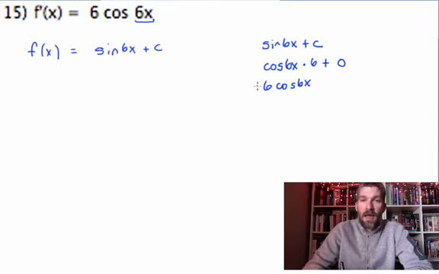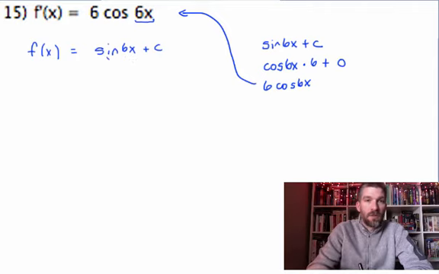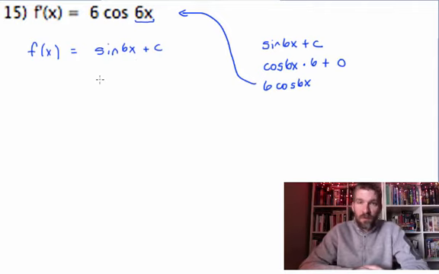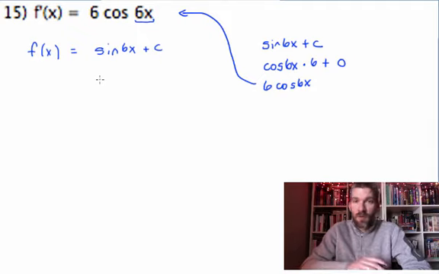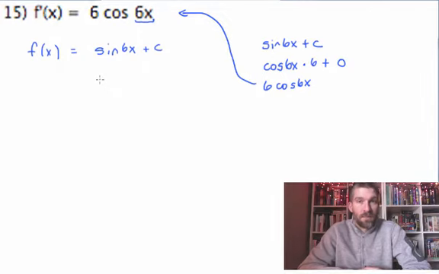So I got back to where I started from by taking the derivative of my original function. So there you go. All the possible functions that can be created by taking the derivative, which gives us a derivative of 6 cosine 6x, all start from sine of 6x plus a constant, c.